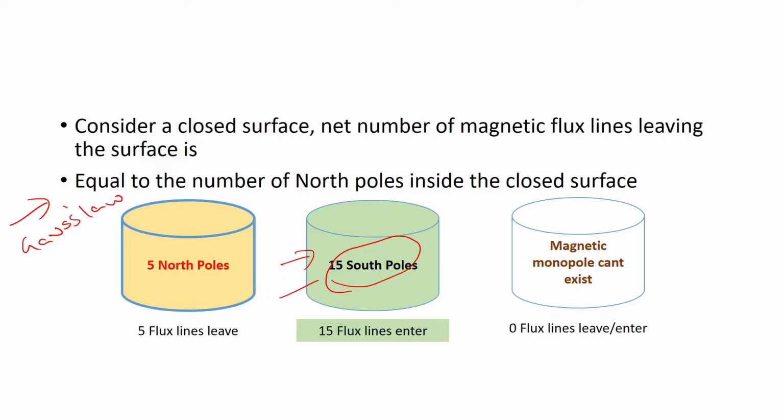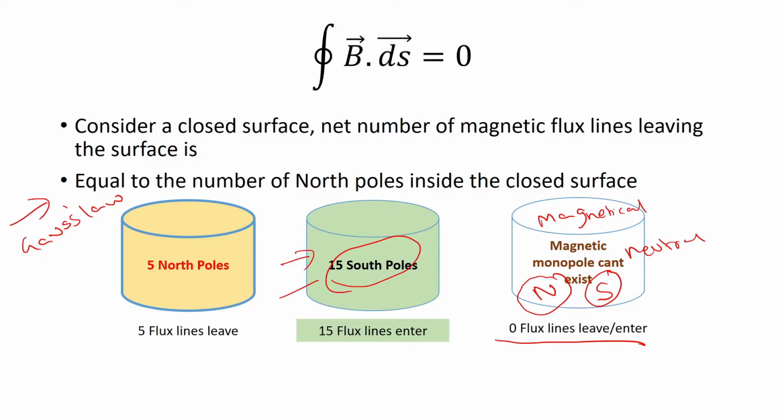Because a magnetic monopole can't exist, any body which you take would always be magnetically neutral. As many north poles are there, those many south poles are there. So the flux lines originate and terminate inside the same body. Hence, no flux lines leave or enter a closed surface body. So I can write that the closed surface integral of magnetic flux density is always equal to 0.